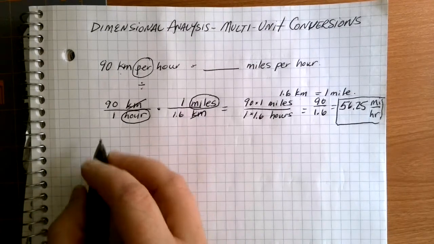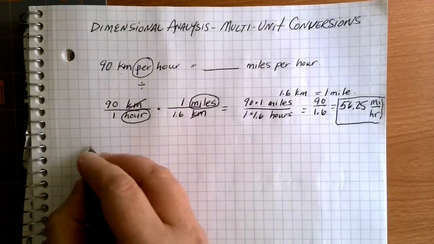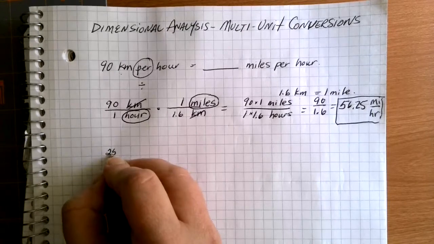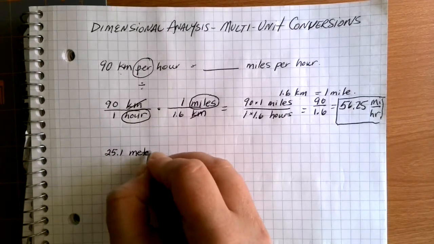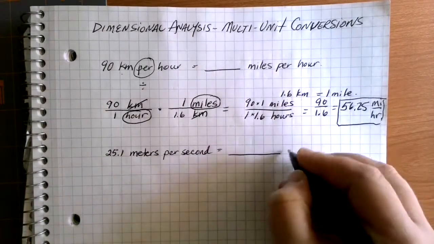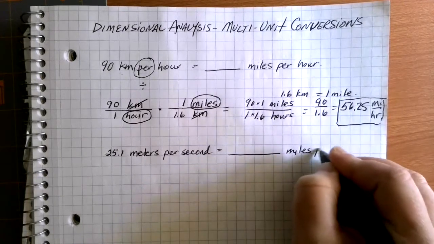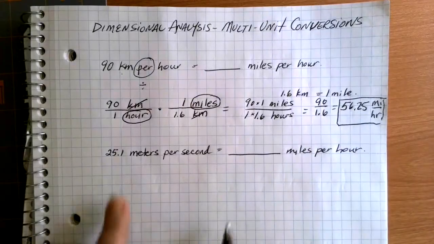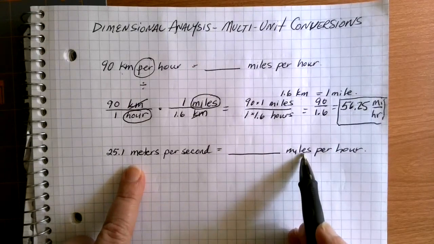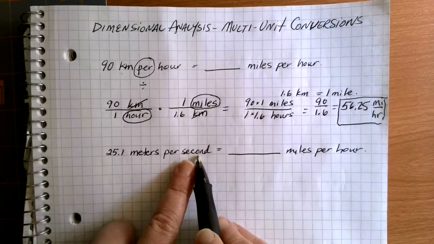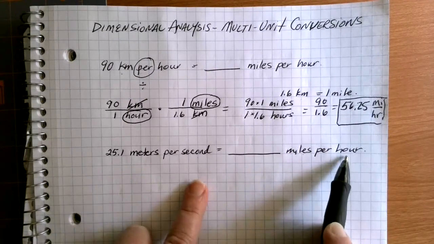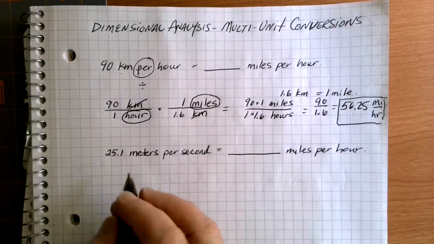All right, let's take a look at another example. Let's suppose that we do a measurement in a lab for speed, and we find that something is traveling at a speed of 25.1 meters per second. I'd like an idea of how fast that is in, let's still do miles per hour. This time, when I go to do my next conversion factor, notice that I've got meters here and I'm going to have to convert to miles, but I also have seconds as my time unit here and I'm going to have to convert to hours. So in this problem, I'm going to need to do conversions of both of the pieces of the units in order to come up with my solution.